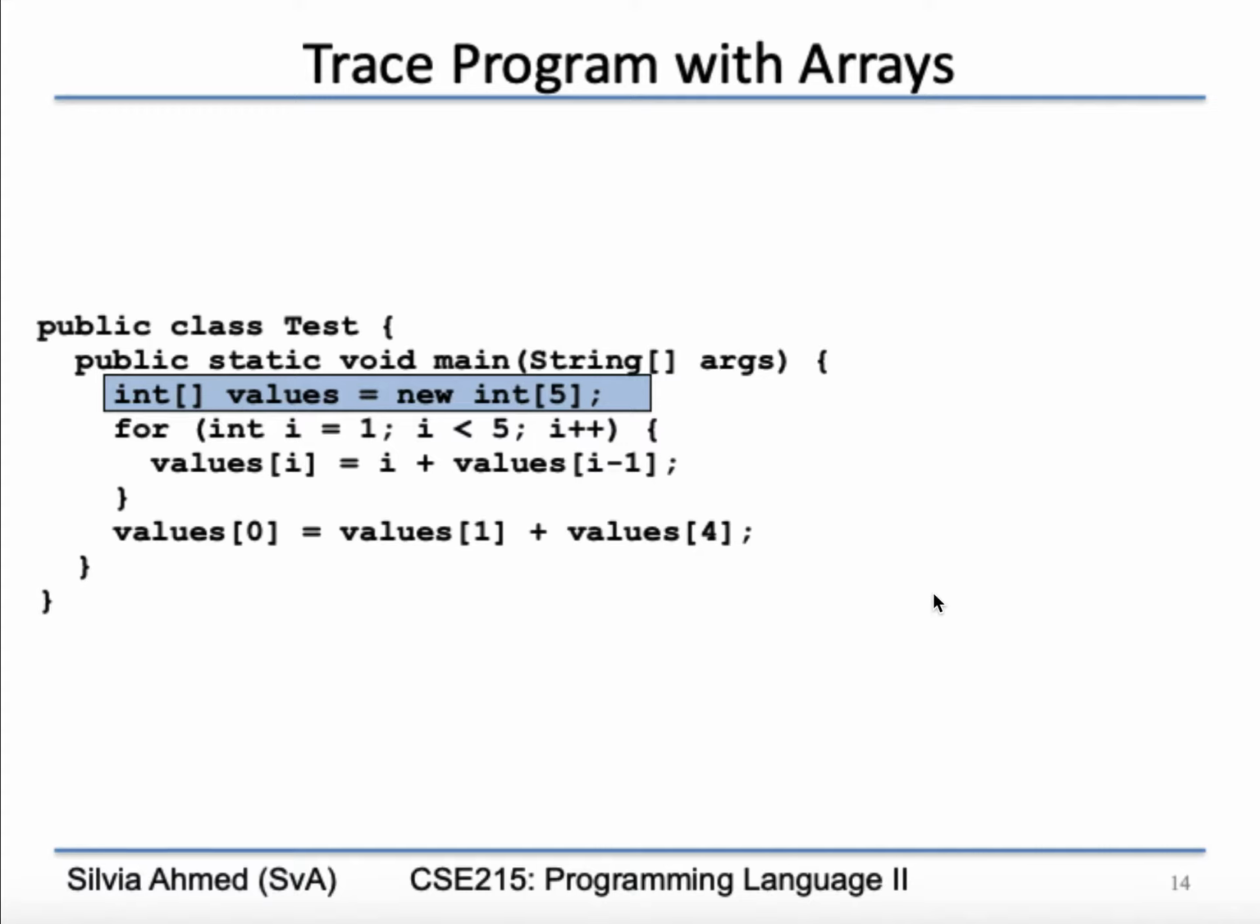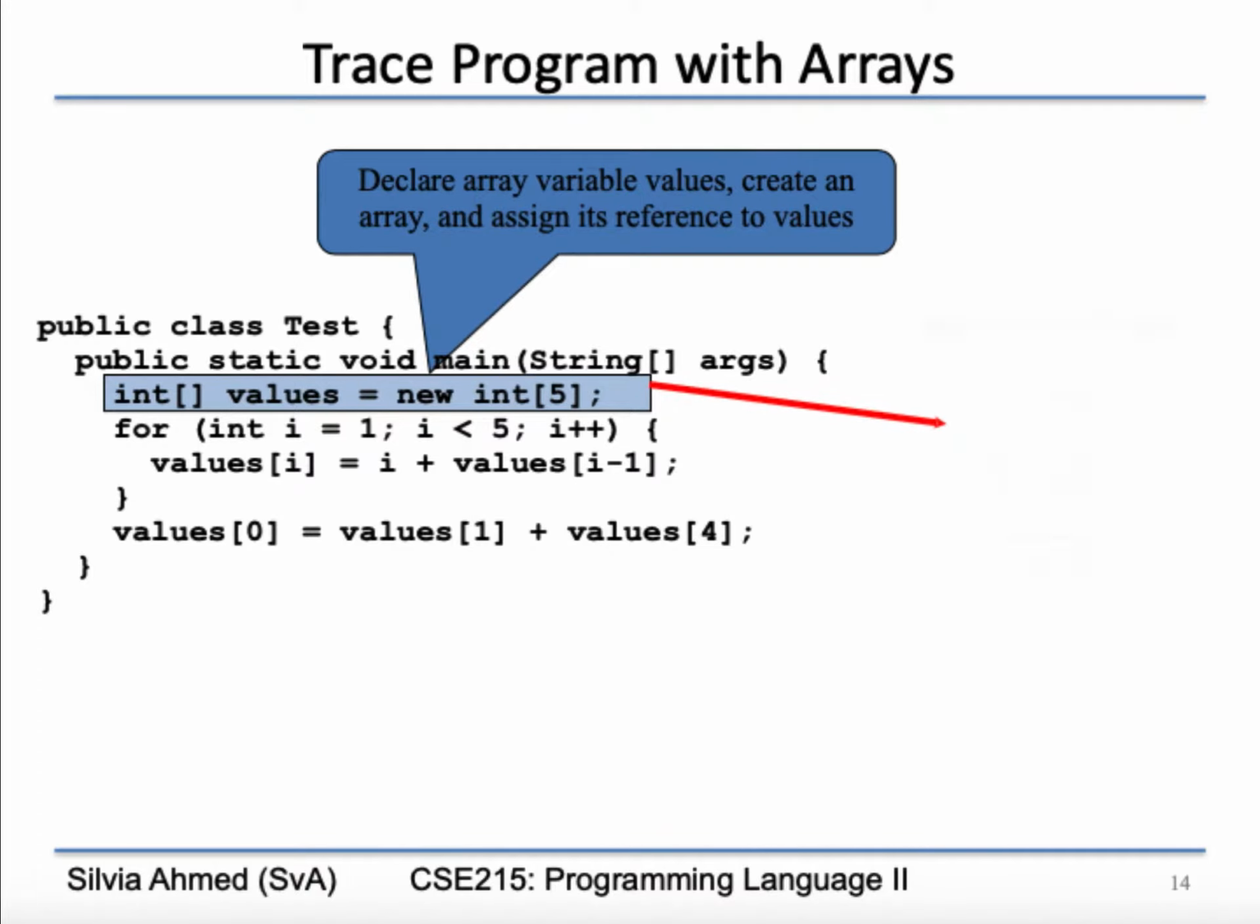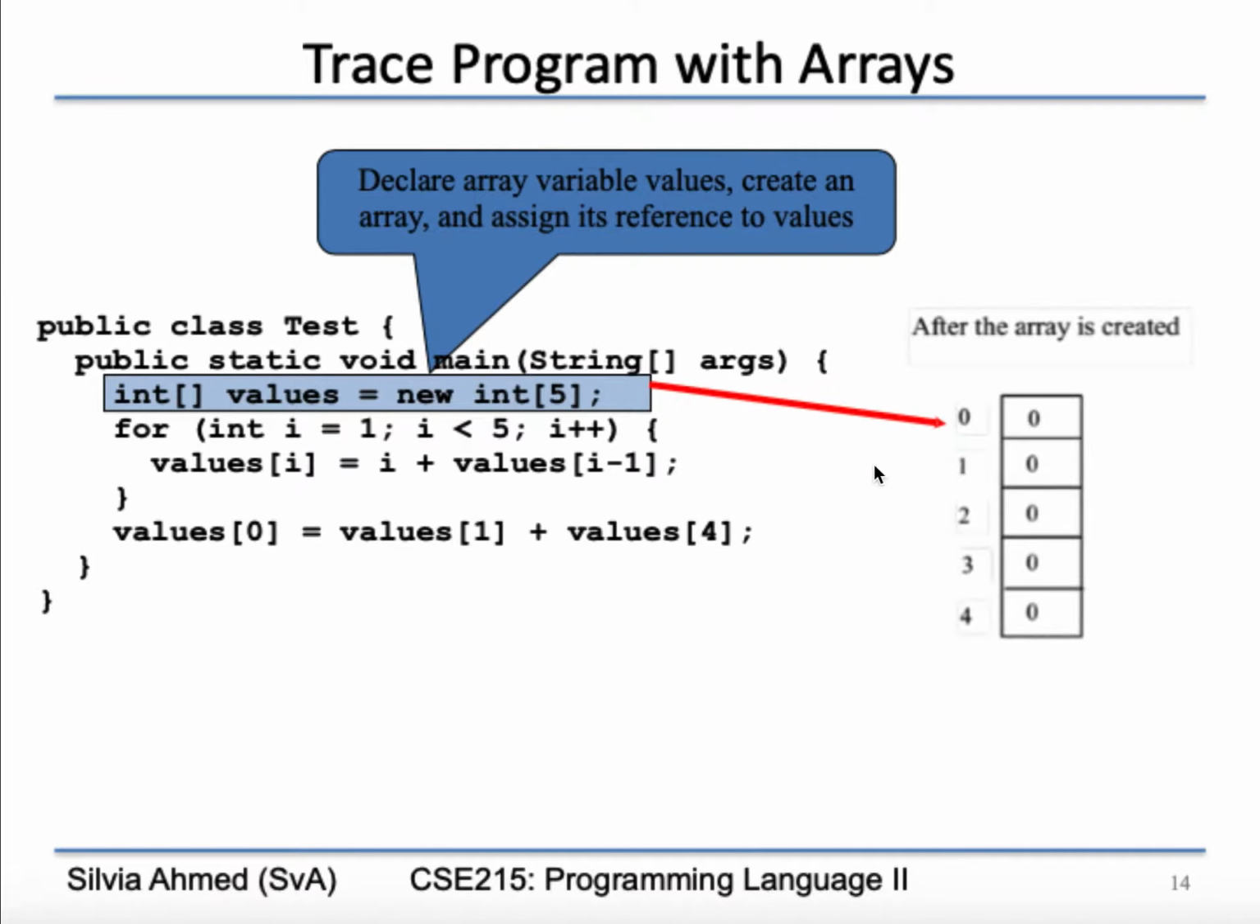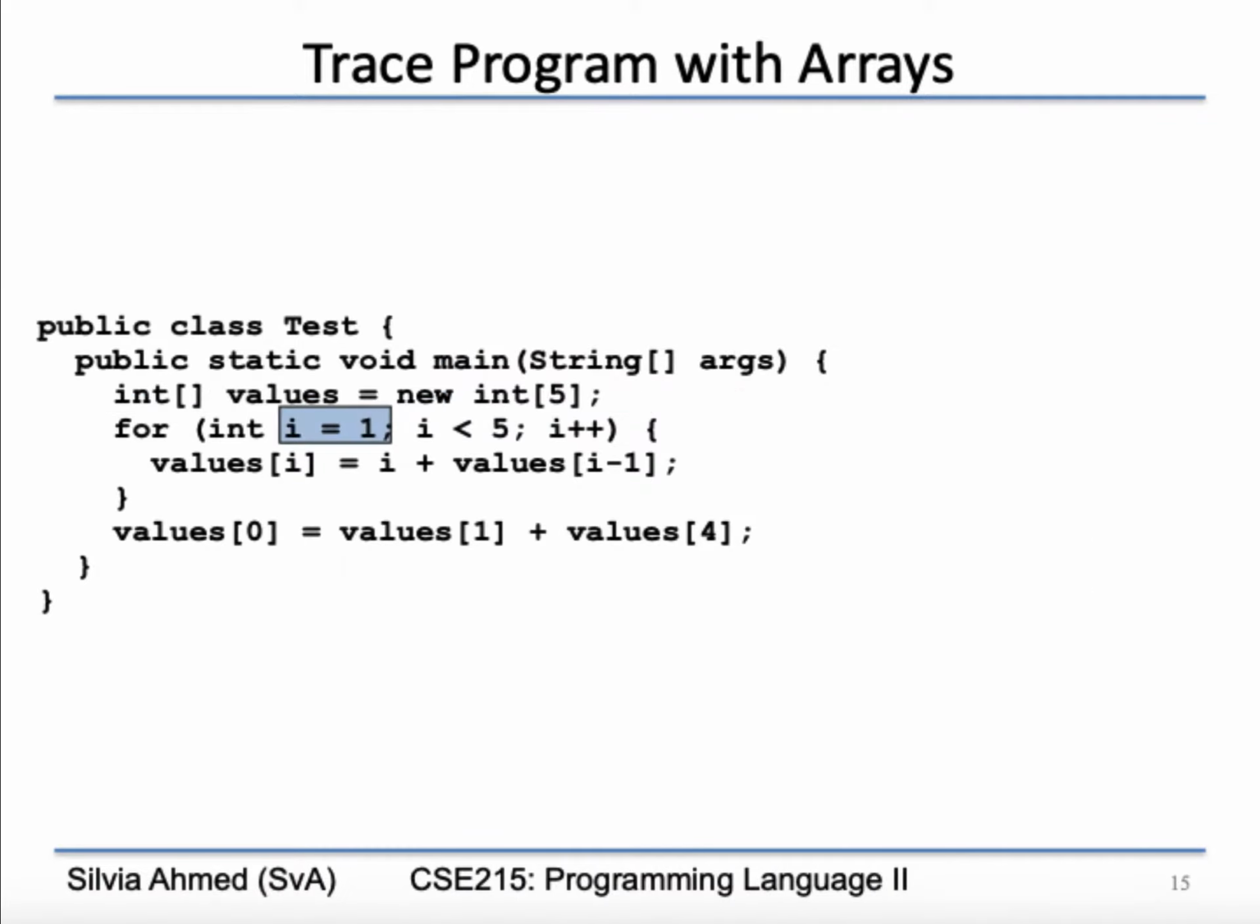Trace a program that uses an array and accesses it. With this line, we declare an array of integers named values, the size of which is 5. When we declare this, we allocate memory locations for 5 integer values where all the default values are 0. After this, we get into the for loop and we declare a variable i.